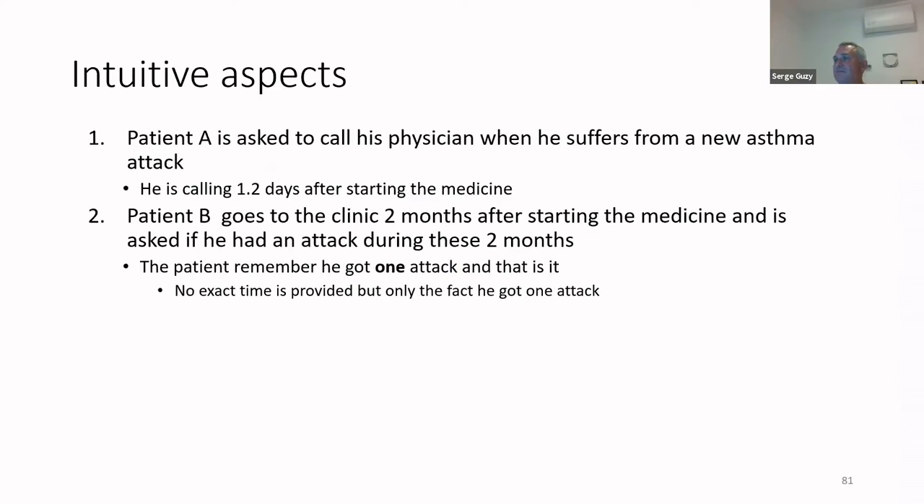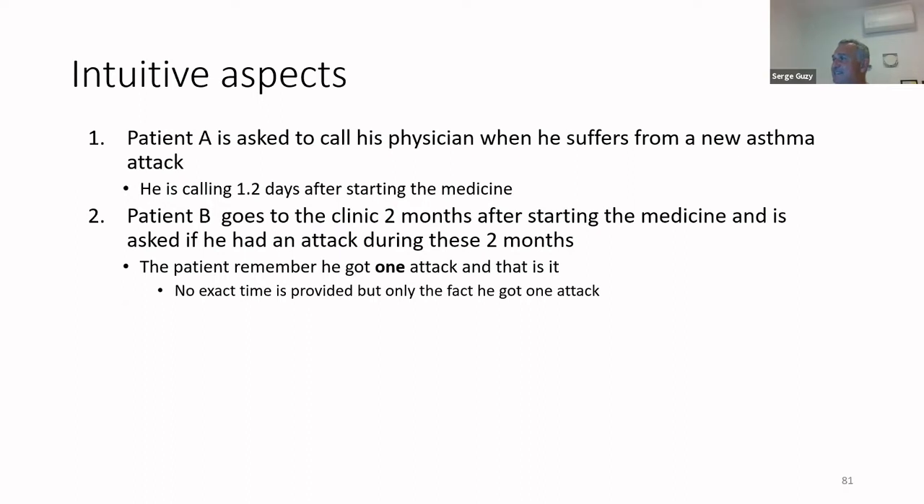Now, when we are talking about time to event, the simple case of time to event, which is the one of interest here, it's a little bit different. The people enter the trial, okay? And then when he's getting an asthma attack, he's calling the physician, he's told, I got an asthma attack. And then you record the time at which he's got an asthma attack. And let's say it was 1.2 days after starting the medicine.